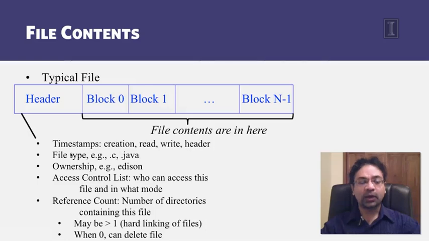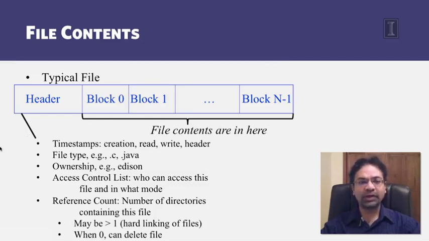Next, the header contains what kind of a file this is. So it may contain information about whether this is a program file like a .c or a .java, or whether it's a text file like a .text or a .doc, or whether it's an executable file like a .exe or even an object file like .o. This is useful for processes that are opening this file to know what kind of a file it is.